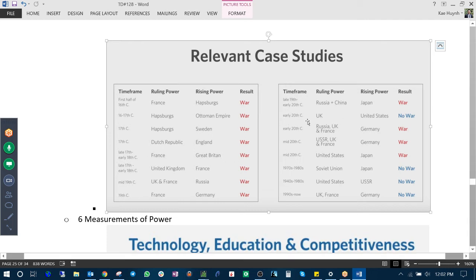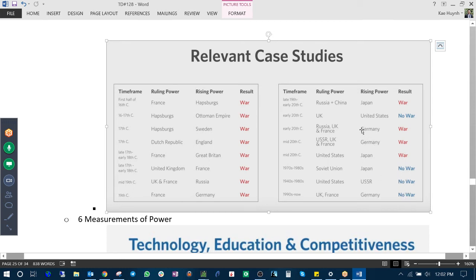So moving up to something that I'm more familiar with, late 19th to early 20th century, Russia and China were the ruling power, and Japan as the rising power resulted in war. And in early 20th century, UK, United States, no war. And then over here, everything else, war. Soviet Union, Japan, ruling power, rising power, Japan, no war. So as the most recent, no wars.